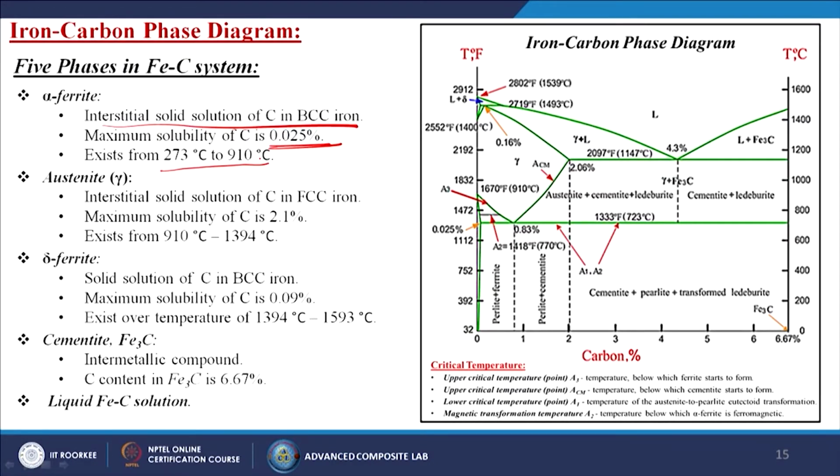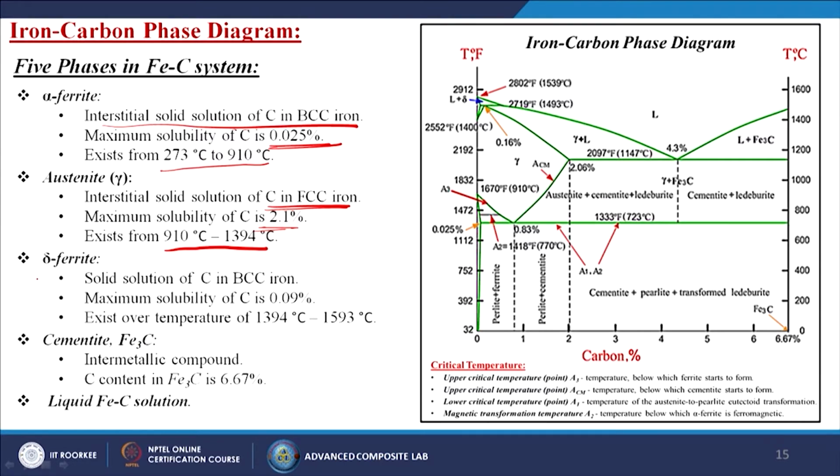From this we get the alpha ferrite, and then we go to austenite, that is the gamma phase. It is the interstitial solid solution of carbon in FCC iron. Maximum solubility of C is 2.1%. So the solubility of carbon has been enhanced. It exists from 910 degrees centigrade to 1394 degrees centigrade.